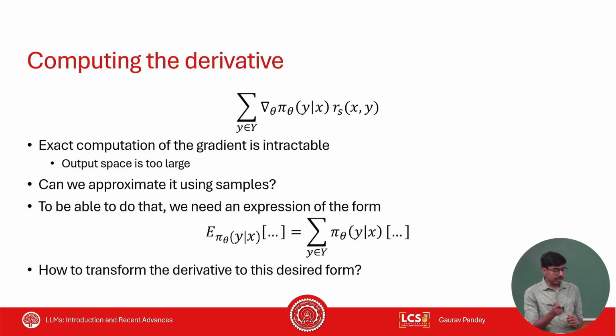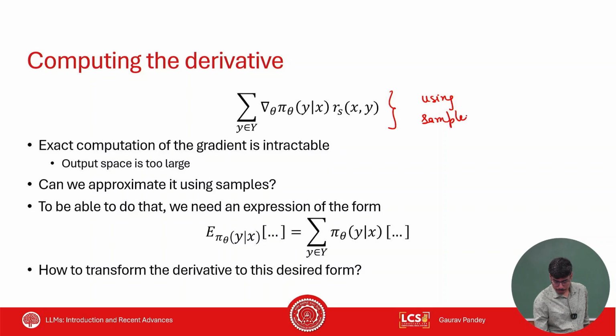Now, this exact summation, if we try to compute it, we have to sum it over all possible outputs, which is not possible. So what can we do? We want to replace it with something that we can approximate. So the question is, can we approximate this quantity using samples? If you just look at the expression, where should these y's come from? Just looking at the expression, it is not telling me where to sample these y's, in fact.